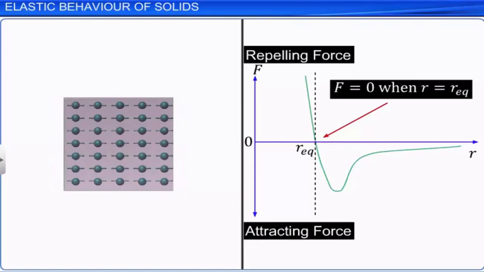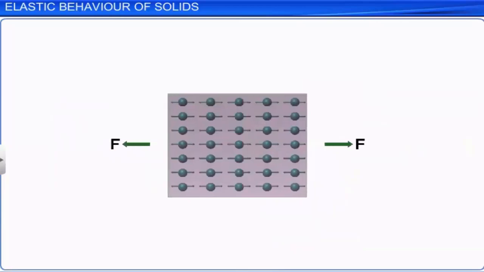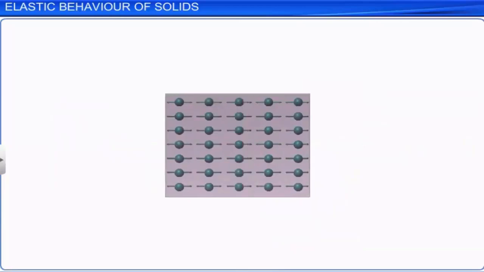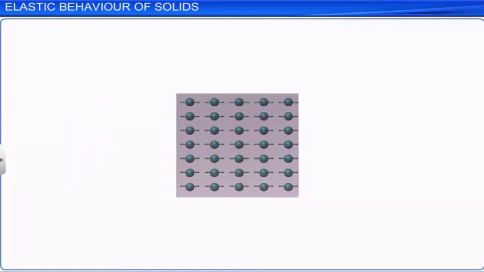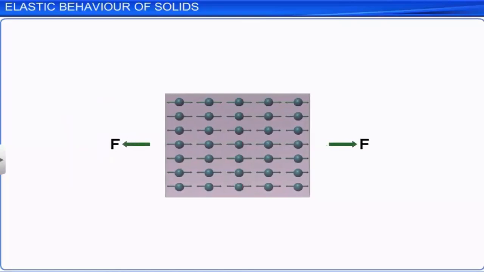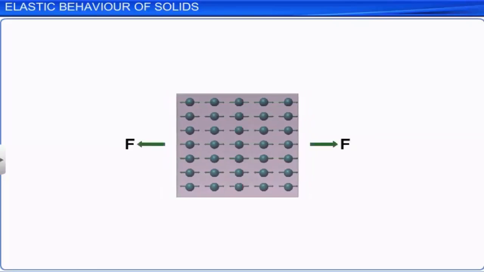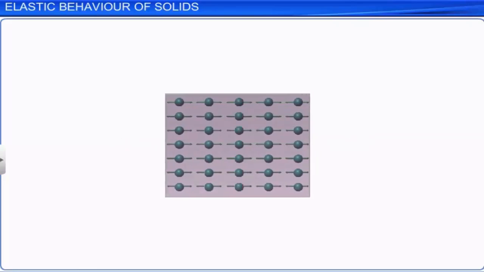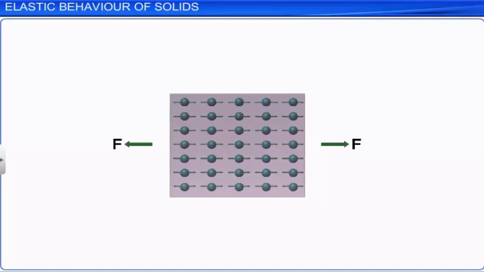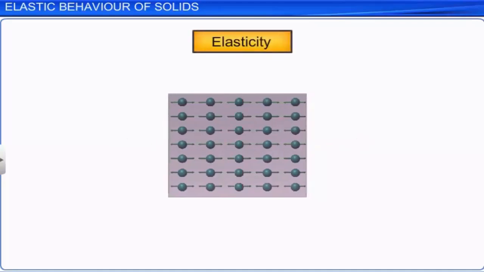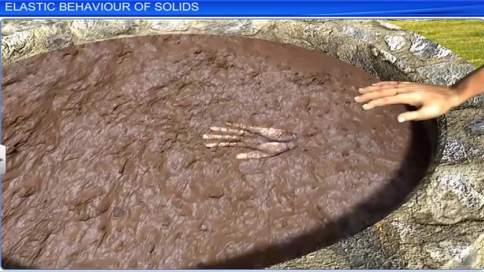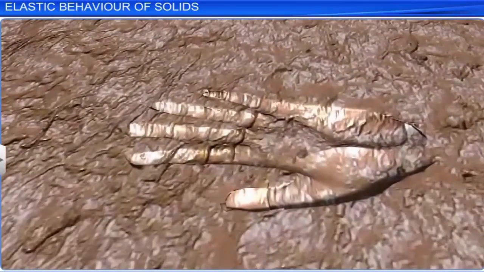This property of a body, by virtue of which it regains or tries to regain its original shape and size when deforming forces are removed, is called elasticity. The material is called an elastic material. There are some materials that offer little or no tendency to regain their original shape and size even when deforming forces are removed. Such materials are called plastic, and this property is called plasticity. Putty and mud are almost perfectly plastic.